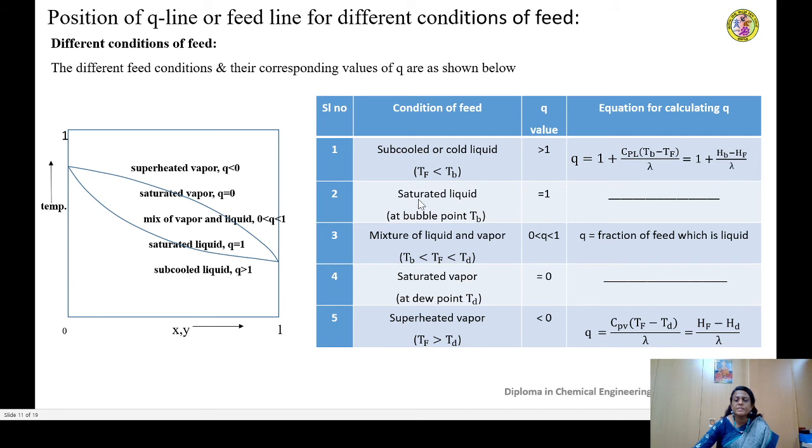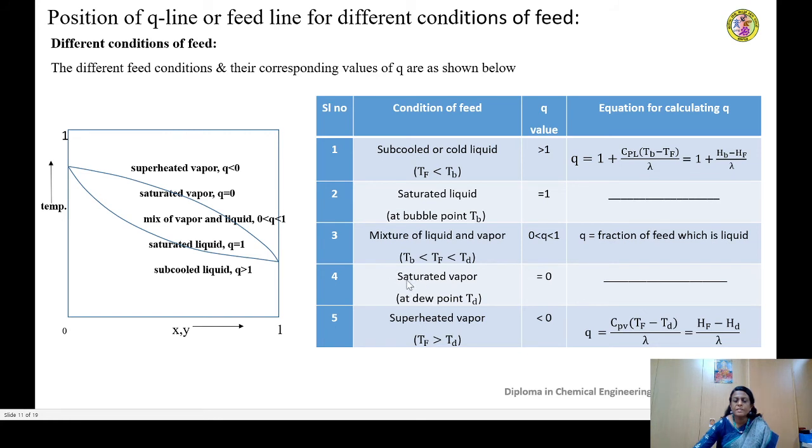Okay, so in the second condition, that is the saturated liquid condition, Q value is already known. It is equal to 1. You need not calculate here. The saturated liquid condition means that Tf, that is feed temperature, will be equal to Tb, the bubble point. If it is entering in the form of a liquid and vapor mixture, then the temperature of feed will be between the bubble point and the dew point. Accordingly, the Q value will be between 0 and 1. Okay, here also you don't have to calculate Q to know its exact value. It is simply the fraction of feed which is in the form of liquid.